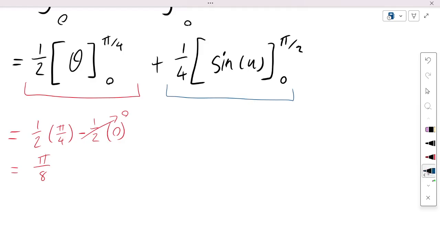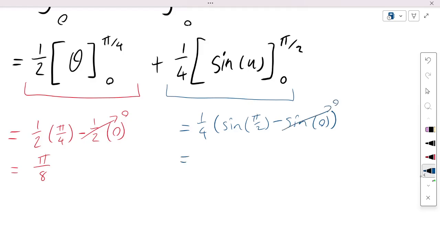And then over here, we're going to have the blue one. The blue one is going to be a quarter multiplied by sine of u, where we take the upper limit first, that's pi over 2, and then we subtract the lower limit. I just took out a quarter as a common factor here. Sine of 0, and we know sine of 0 is just equal to 0.